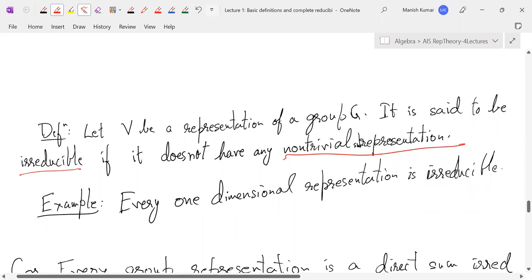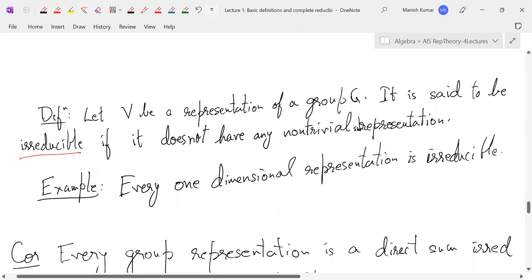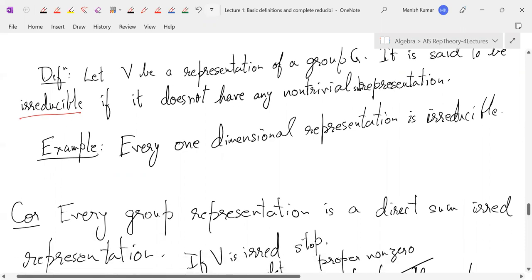So for example, if you have a one-dimensional representation, by definition, it is an irreducible representation, yeah? Because it has no non-trivial subspace. The only subspaces are zero or the whole thing. So every one-dimensional representation is automatically irreducible. But depending upon the group, there may be many more irreducible representations which are higher dimensional. For abelian groups, we will see that all irreducible representations are one dimensional, and in fact that is a characterization. But for non-abelian groups, you'll have higher dimensional irreducible representations.